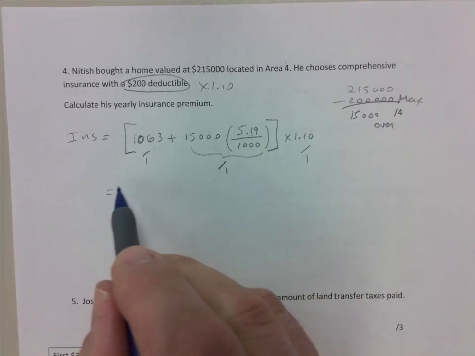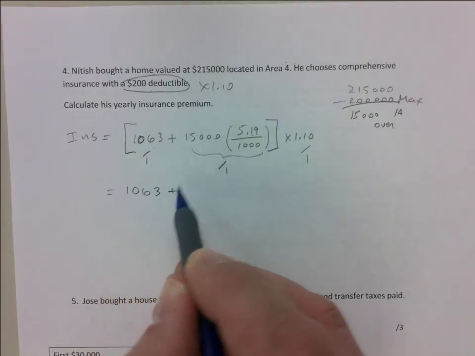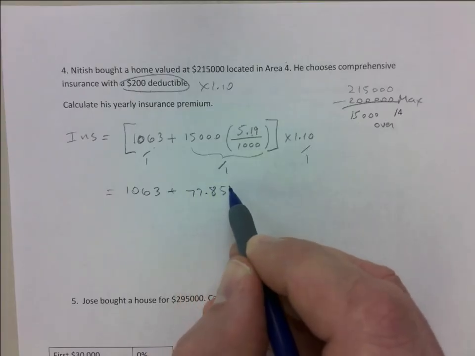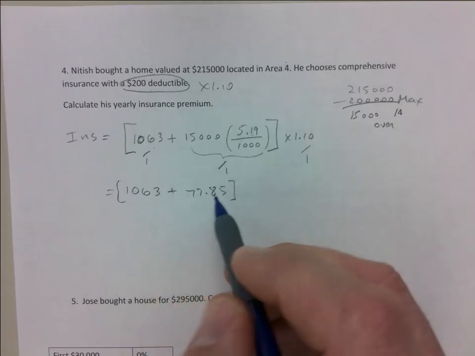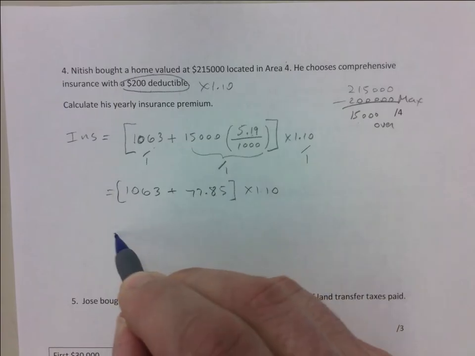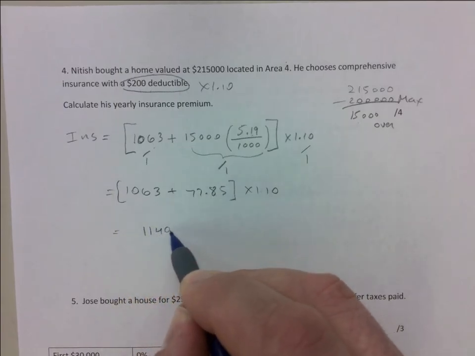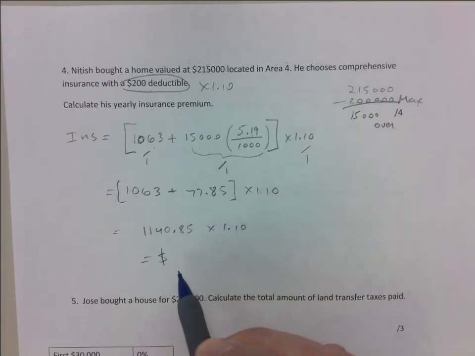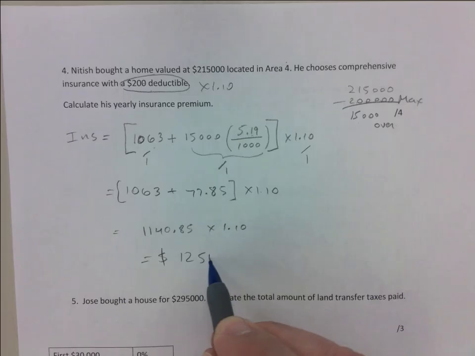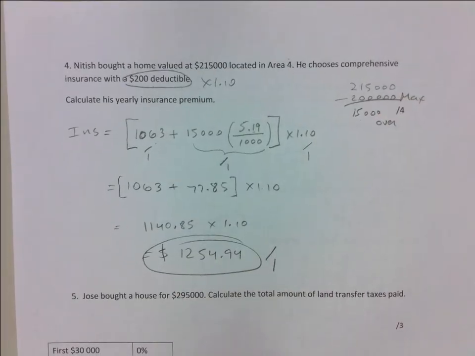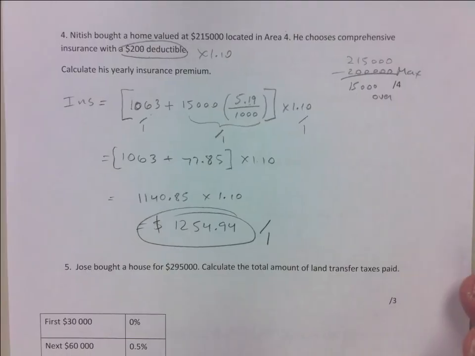Okay. So let's clean this up. 1063 plus, you do this separately, that's 7785, right? Remember, the square brackets tell you do this first. Get this down to one number. And so that's 114085 times 1.10. And so your total is $1,254.94. Another mark for actually crunching numbers and getting that final answer.